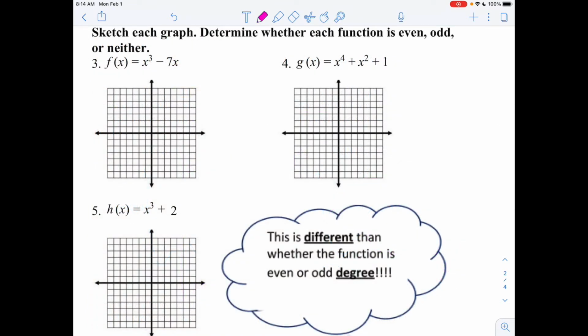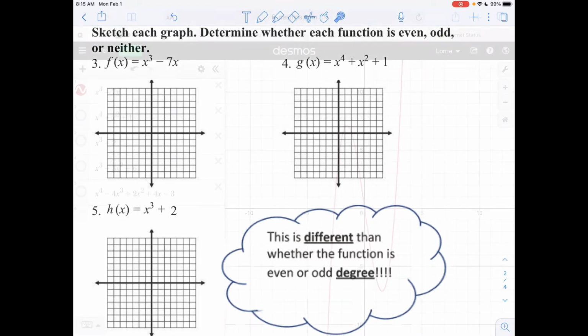We have 3 examples here. Don't worry if your example numbers are different than mine. There's a couple different versions of this foldable. And so on these examples, we want to sketch each graph and determine whether the function is even, odd, or neither. So I'm actually going to go ahead and take all 3 of these functions and plot them in Desmos so that we can get a little bit of an idea of what they look like. And while we're in Desmos, we're going to go ahead and decide if we are odd, even, or neither, and then we'll come back here and record our information in our notes.